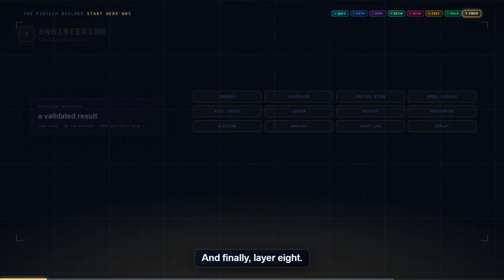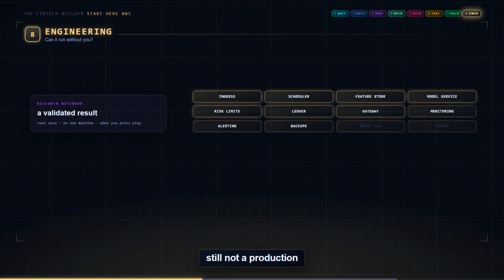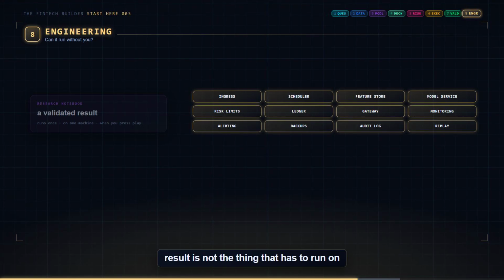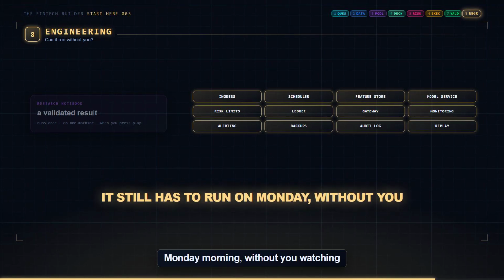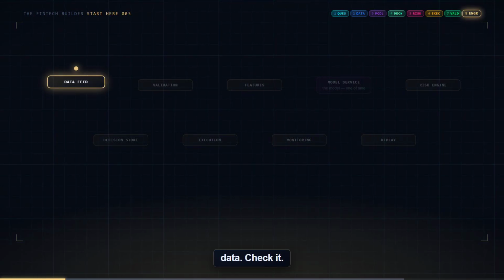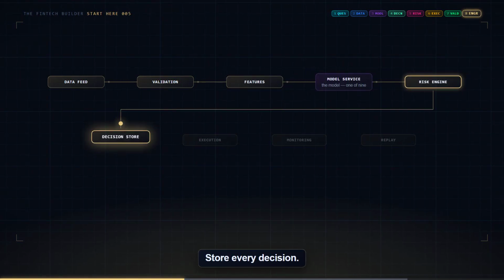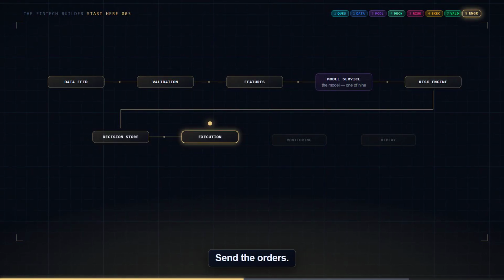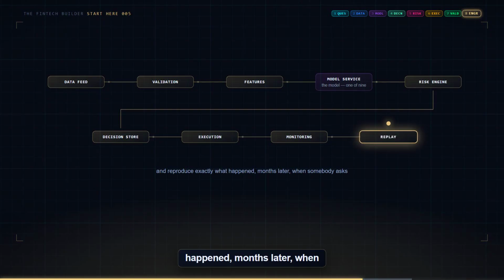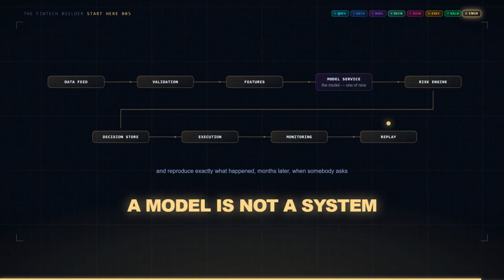And finally, layer 8, engineering. Because even a validated model is still not a production system. The notebook that produced the result is not the thing that has to run on Monday morning without you watching it. Something has to receive the data. Check it, compute the features, run the model, apply the risk limits, store every decision, send the orders, watch for failure, and reproduce exactly what happened months later when somebody asks. A model is not a system.